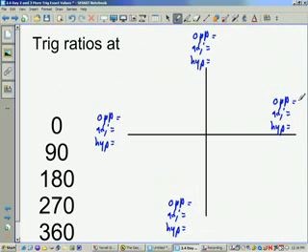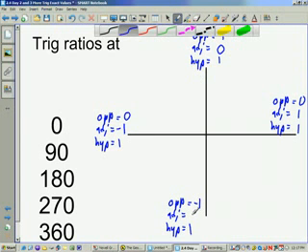Now at 0, the opposite side is going to be 0. The adjacent side is going to be 1, and the hypotenuse is going to be 1. At 90 degrees, the opposite side is going to be 1, the adjacent side is going to be 0, and the hypotenuse is 1. The hypotenuse is always 1, so that makes it easy. Now, at 180 degrees, the opposite side is going to be 0 again. But now the adjacent is -1 because we're going to the left. And at 270, that dot shouldn't be there. It should go -1, 0, and then the hypotenuse is 1.